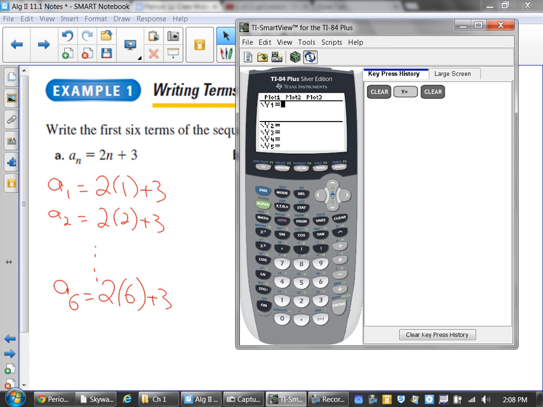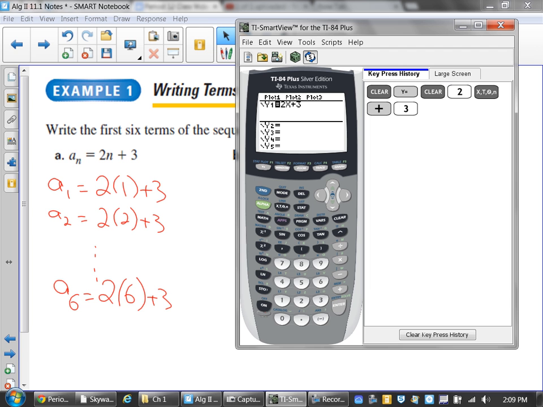Here's what I want you to do. I want you to go to the y equals button on your calculator, and I'd like you to go ahead and type in the equation, 2x plus 3. Now, on your calculators, the x value for your variable is right here, next to the alpha button. The alpha button is the green one. And then this plus 3.